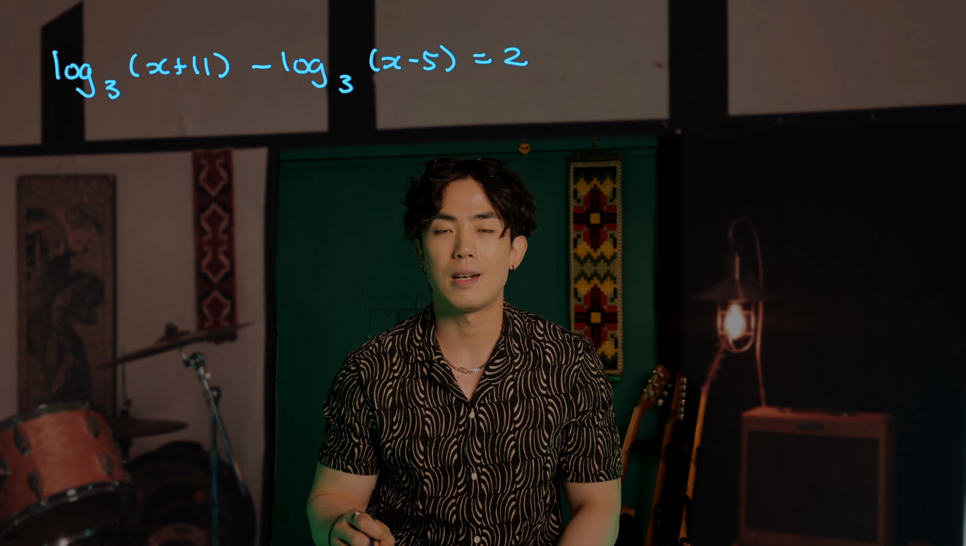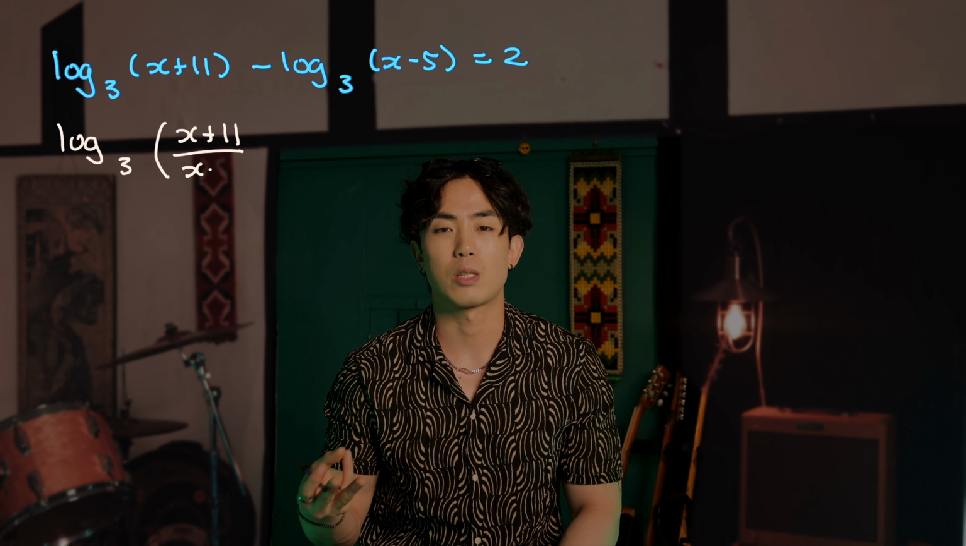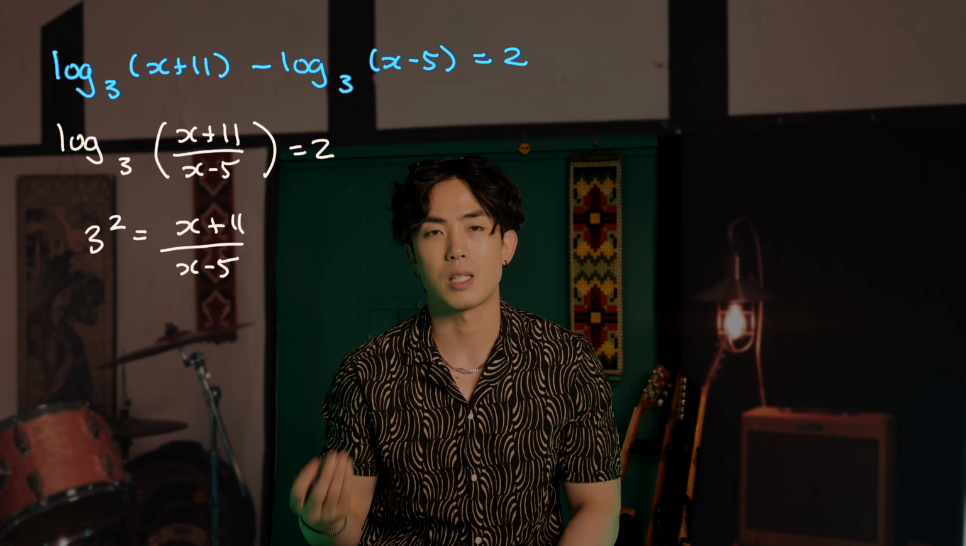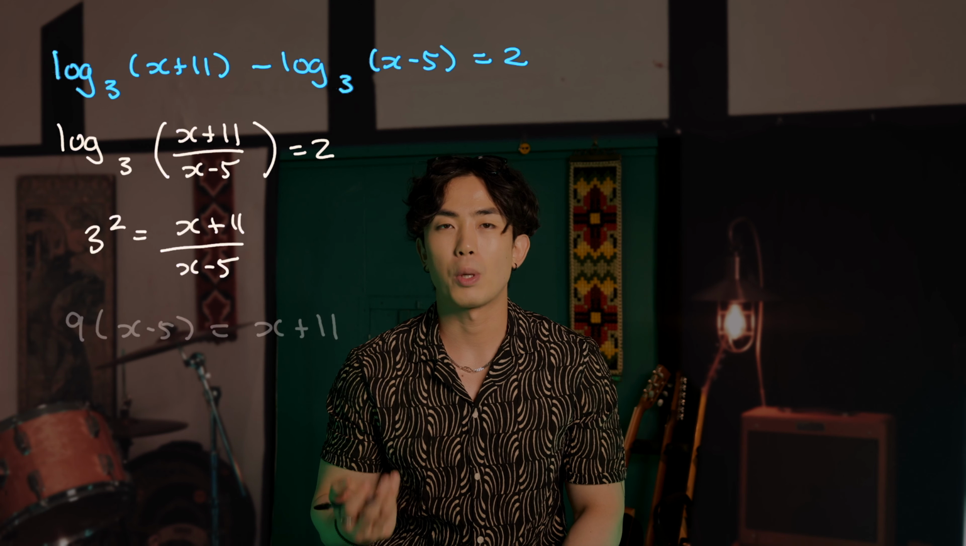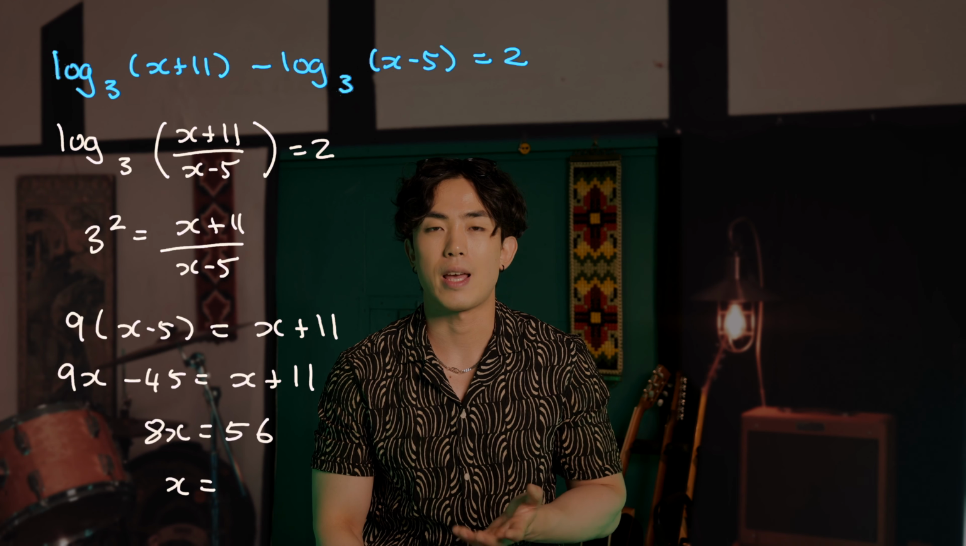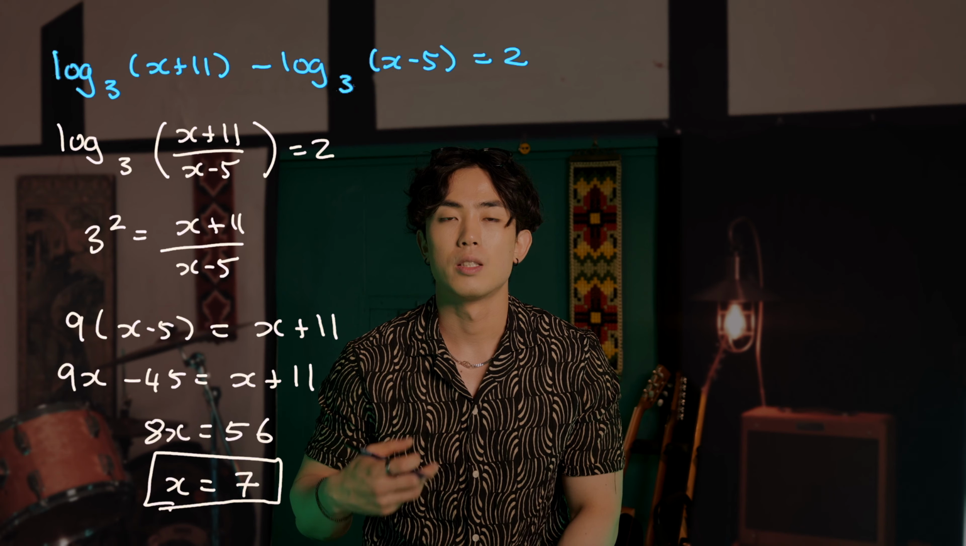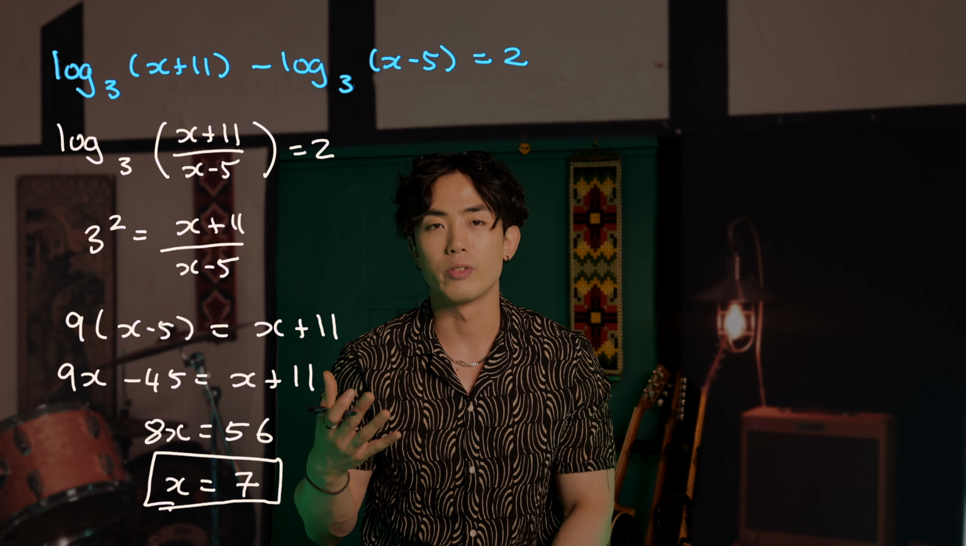Simple. Another example is with this one here. Once again, let's convert it into exponential form. So that's going to give me 3 squared is x plus 11 over x minus 5. And once again, if we rearrange for x, it's going to give us x is equal to 7. So you can see now with the addition of these 3 new rules, we can now go ahead and solve more difficult questions.